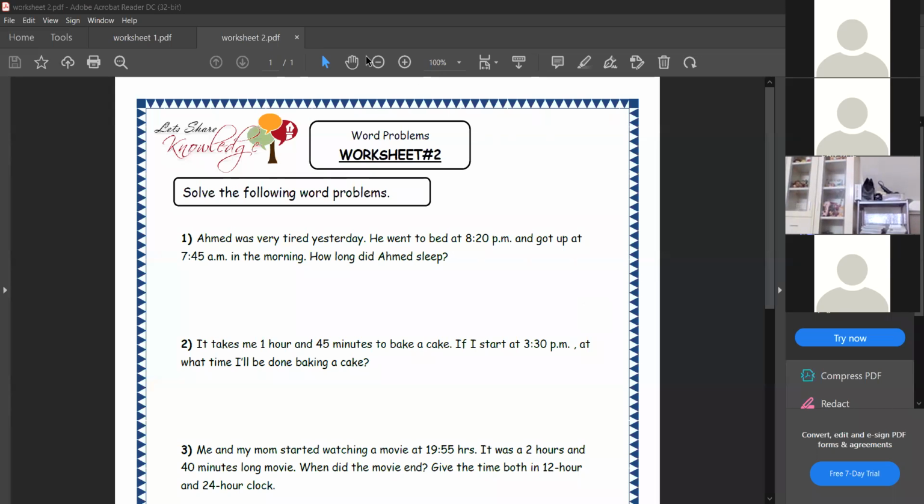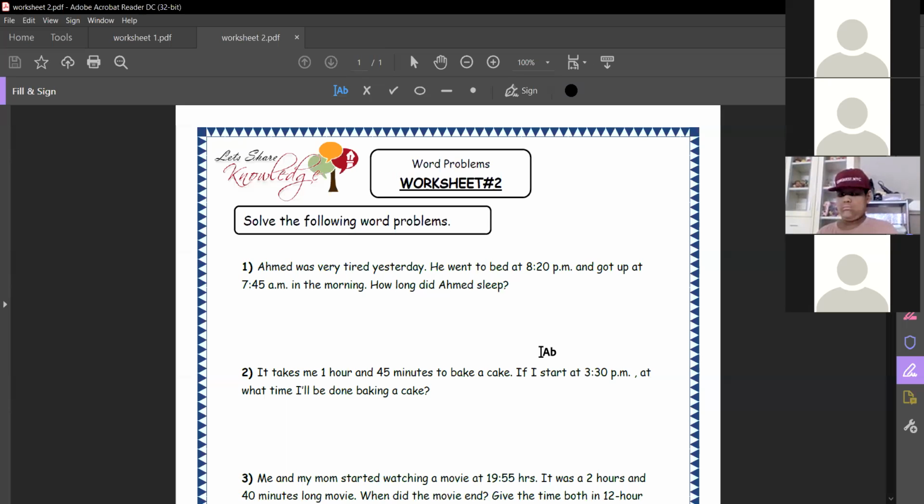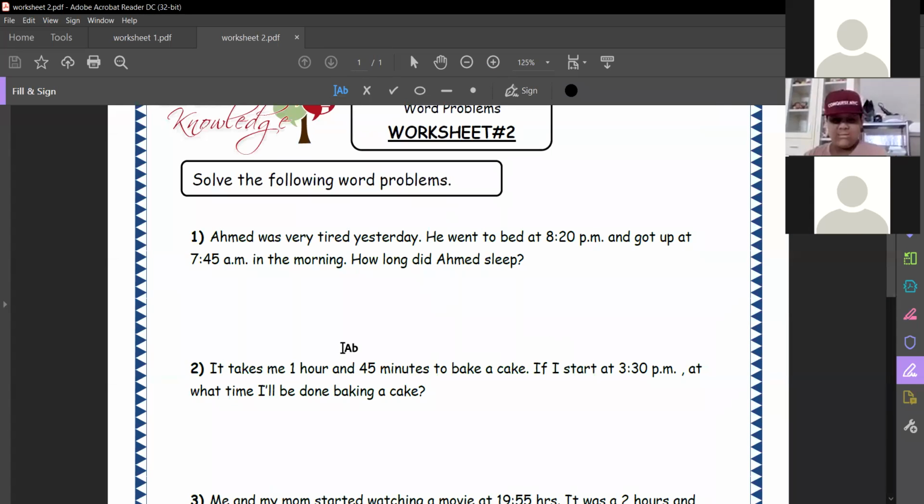Okay, worksheet number 2. Since worksheet number 1, I already guided you all, so for worksheet number 2 the students should try by yourself. Number 1. Ethan, read the question for me and answer the question. Ethan Lim, read the question for me.